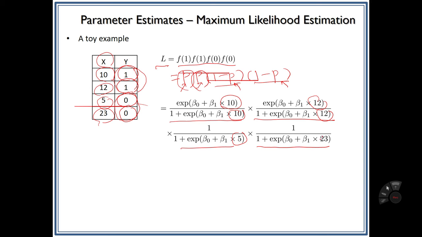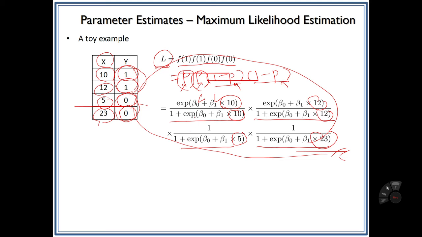So what we can see from all this formula is that this likelihood function is a function of what? It's a function of beta 0 and beta 1. Okay? Those two are unknown variables. And we want to find those two things. We want to find beta 0 and beta 1 that maximize the likelihood function. And the likelihood function is a function of what? Beta 0 and beta 1, right?